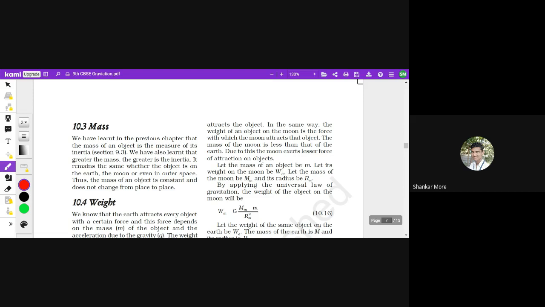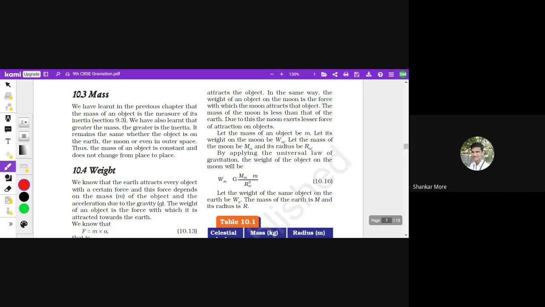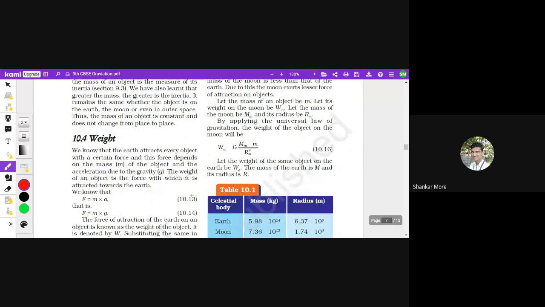The value of g is going to be the attraction due to the Moon's gravity. If we measure weight on the Moon, the Moon exerts a lesser force of attraction on the object, as compared to Earth. The Moon is a small body, it is less dense, its mass is less. So let the mass of an object be m, let its weight on the Moon be W_m, let the mass of the Moon be capital M, and its radius be R. By applying the universal law of gravitation, the weight of an object on the Moon will be W_m = G M m / R squared.